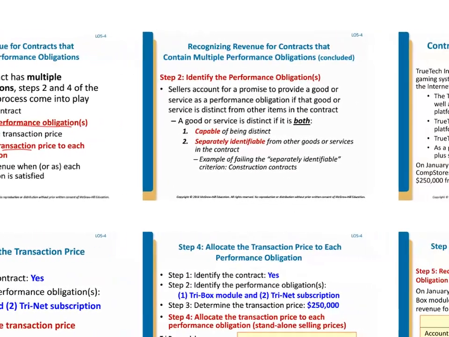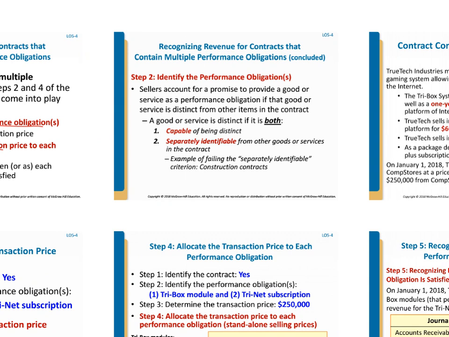Remember that a performance obligation is the obligation to provide a good or service, and we consider a performance obligation to be separate if it is distinct from other items within the contract. A good or service is considered distinct if both of the following are present. Number 1, that the good or service is capable of being distinct. That would indicate that the customer could use the good or service on its own or in combination with other goods or services that it could obtain elsewhere.